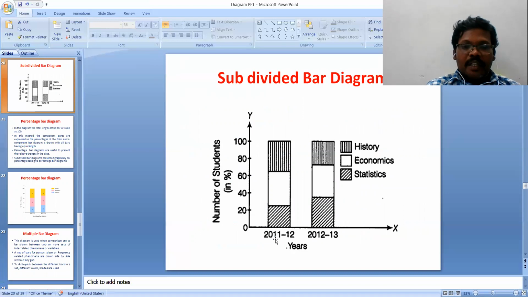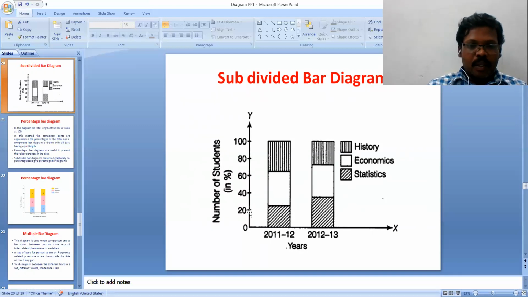For example, in 2011-12, the total number of students registered in the different subjects in a particular college is 100 students. That is the extreme value we can see in the simple bar diagram. But out of this 100, some percentage of people are in history, some percentage belong to economics, some percentage belong to statistics. So here, this portion is history, this portion is economics, and this portion is statistics.